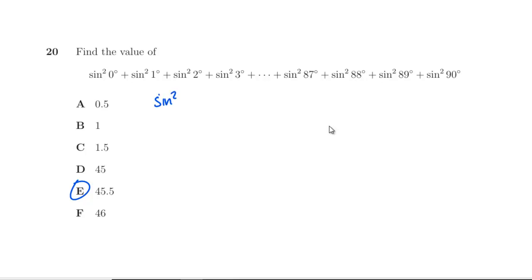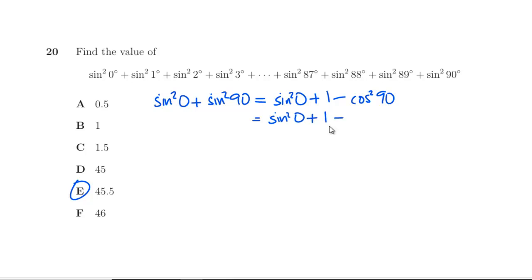So if we do a sine squared 0 plus a sine squared 90, we can say that is sine squared 0 plus 1 minus cos squared of 90, which is equal to sine squared of 0 plus 1 minus sine squared of 0, which is 1. And we can do this with every pair. So you could do it again with a 1 and an 89, which would then give a 1 and a 1, as in the sine squared 1 will cancel with the sine squared 1. And we're left with 1. Every single time we pair these things up, we end up with the same thing.